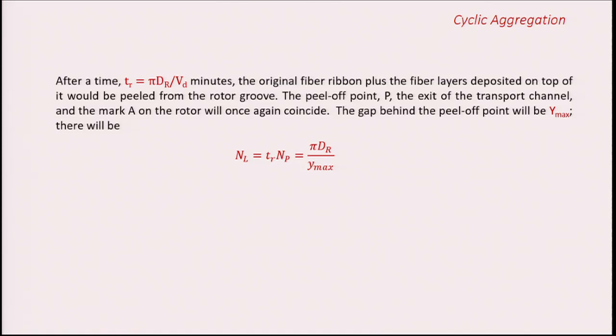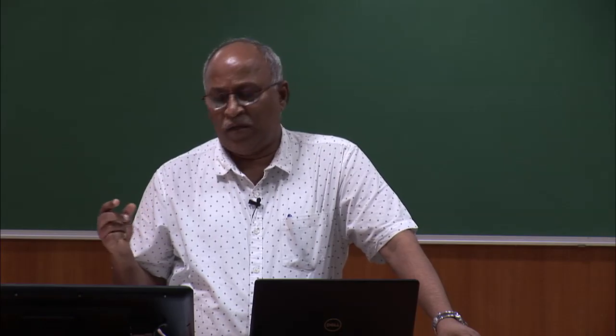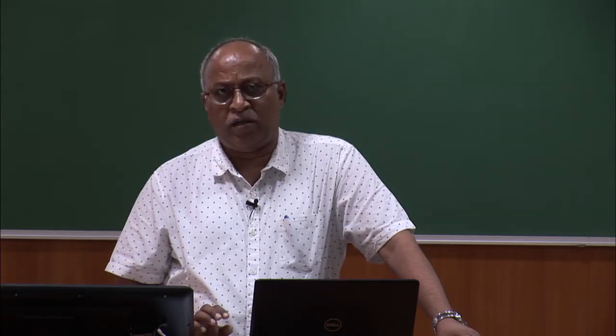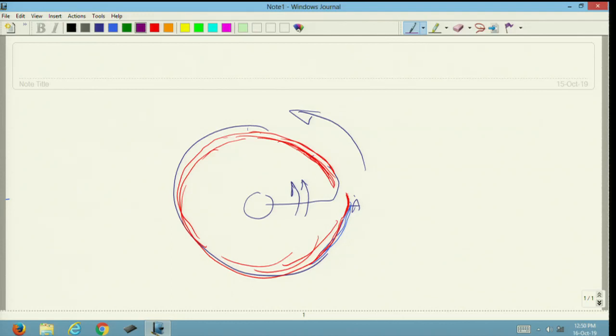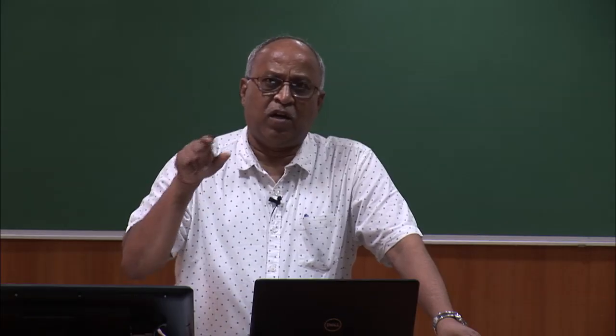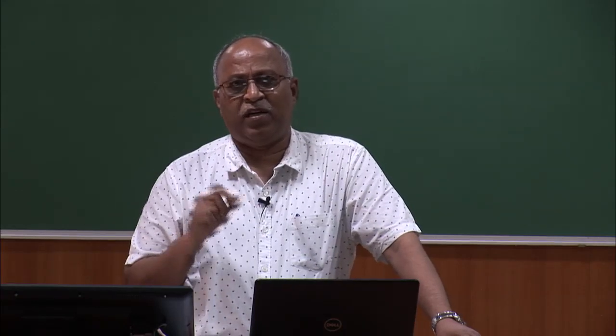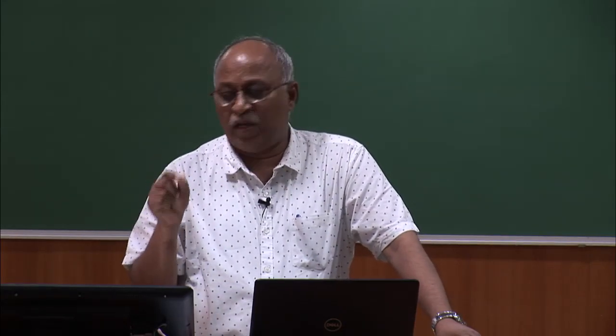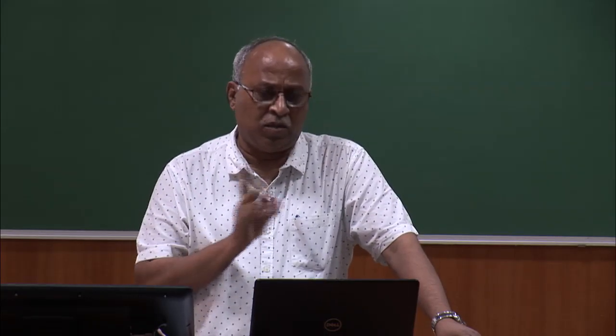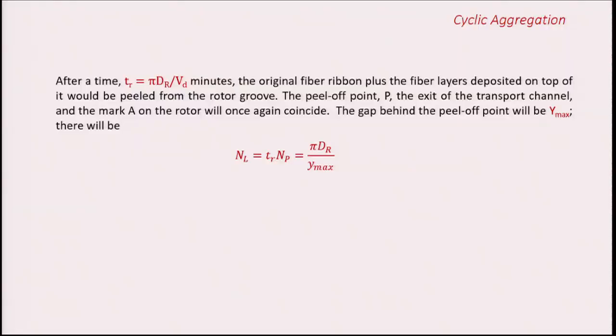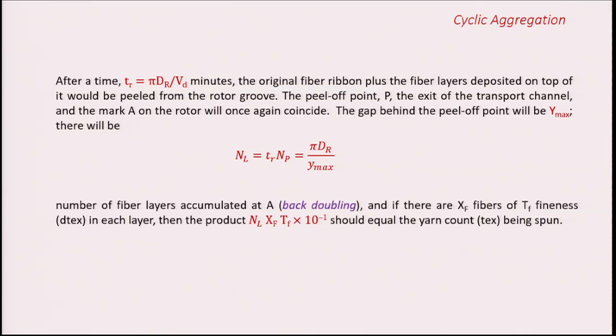Now, why y max? Because for every rotation the peel off point is going to be ahead by y max. So, when it makes one complete rotation, pi dr is the circumference of it, and how many y max are there? Pi dr divided by y max is going to give the number of layers that are deposited, that is one and the same. So NL is Tr times Np, that is also equal to pi dr divided by y max. That is the number of layers that are formed to make the yarn.